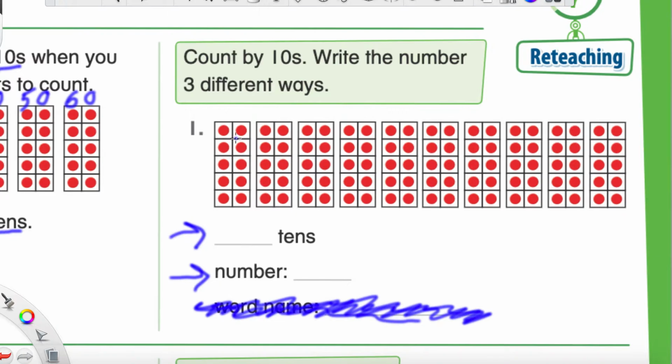so let's see here. So first thing to want to know, how many tens? Well, there's 1, 2, 3, 4, 5, 6, 7, 8, 9, and 10. So how many tens do we have? We have 10 tens. And then what big number does 10 tens make?